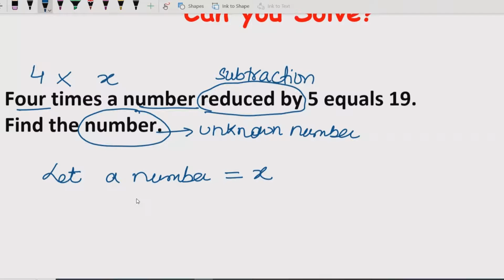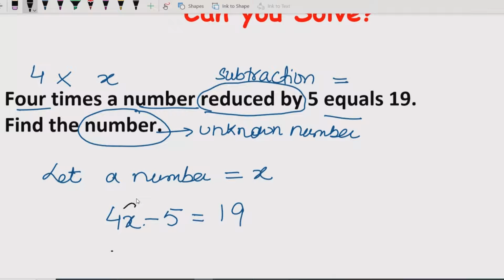So you have to write a term like this: 4x minus 5, right? Because you have 4 times a number, and reduced by means minus. And after that, you have 5, reduced by 5, and equals to, you have the 9. So it means that you have an expression 4x minus 5 equals 9.